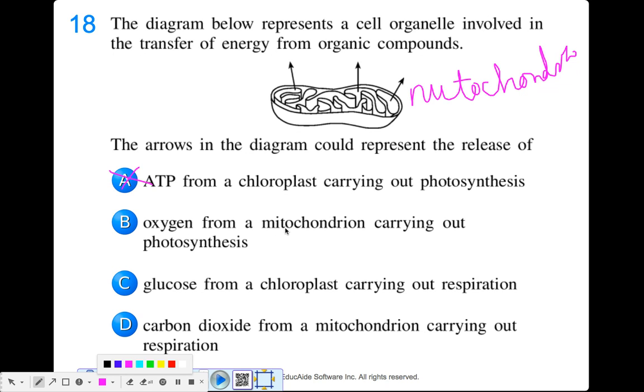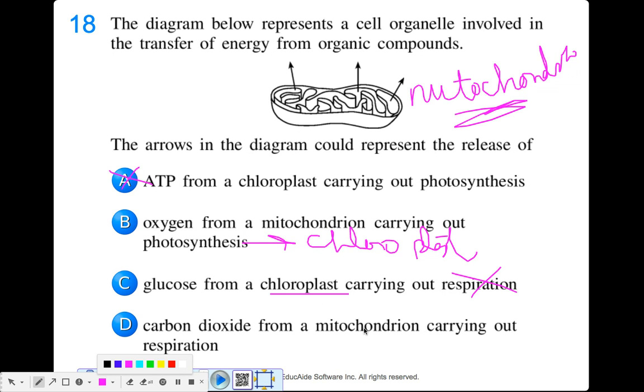What about oxygen from a mitochondrion carrying out photosynthesis? No, where does photosynthesis occur? Photosynthesis occurs in the chloroplast. Glucose from a chloroplast carrying out respiration. Again, chloroplasts do not carry out respiration. That happens in the mitochondria.